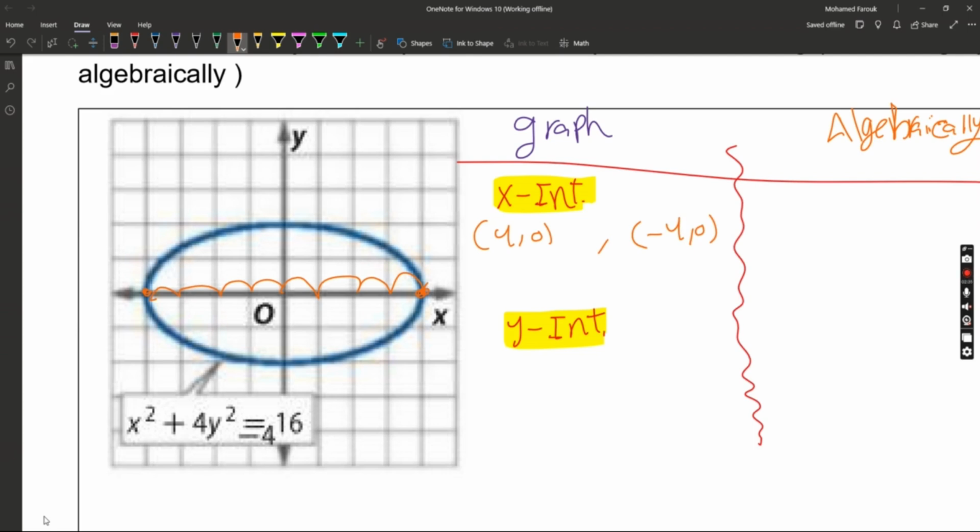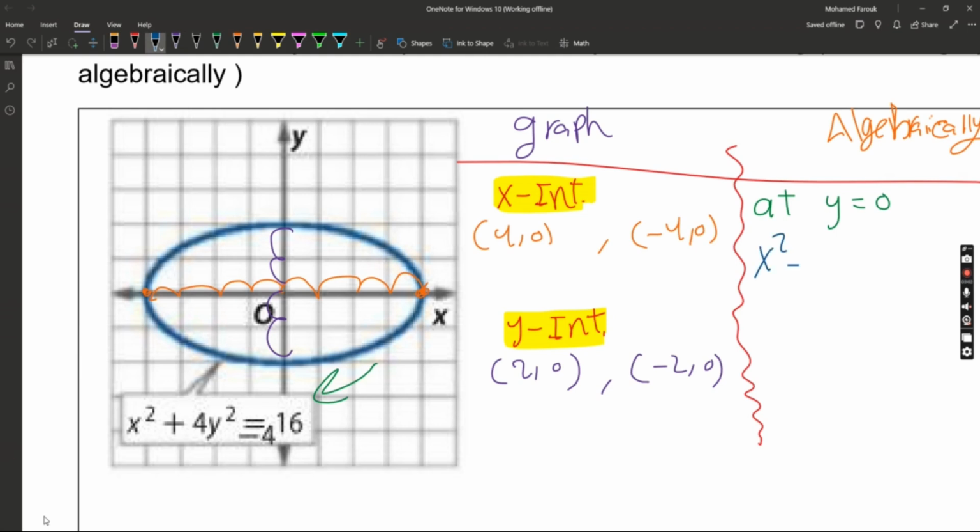Okay, what about y-intercepts from the graph? It's the same. We'll go up 2 units, so it's (0, 2). Go down 2 units, so it's (0, -2). What about algebraically? You notice that when you get x-intercepts, y is always equal to 0. So we will set y to 0 in your expressions, this one.